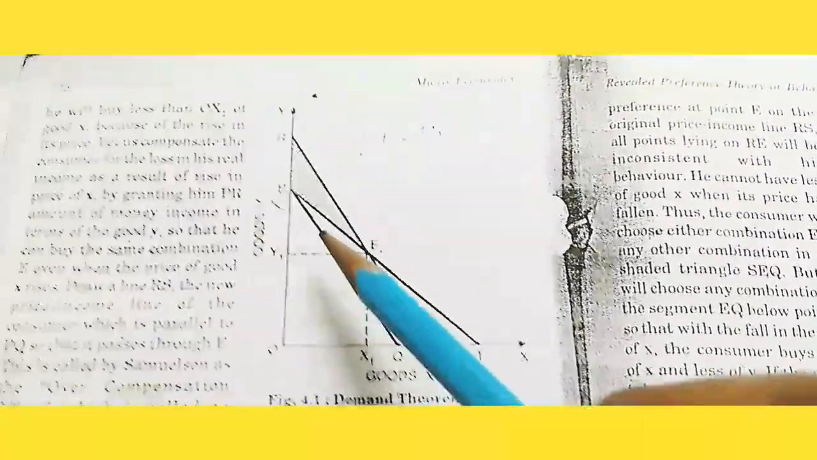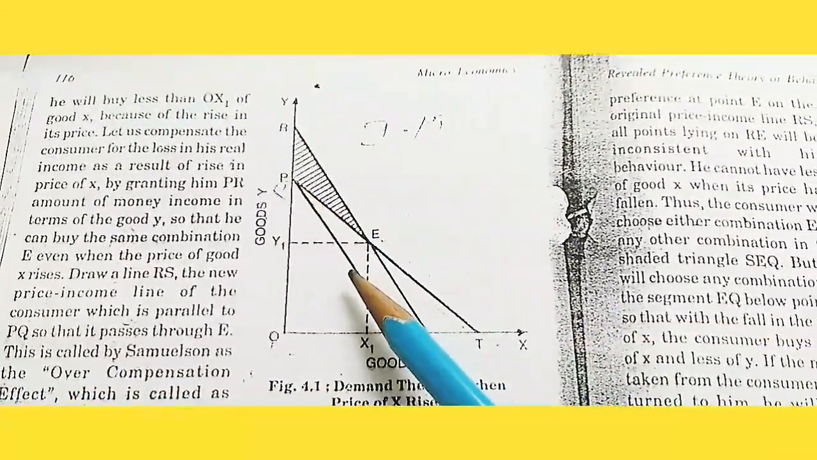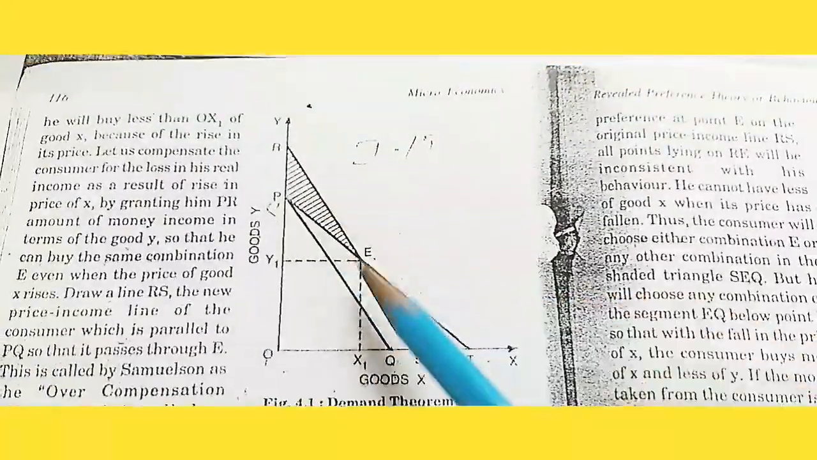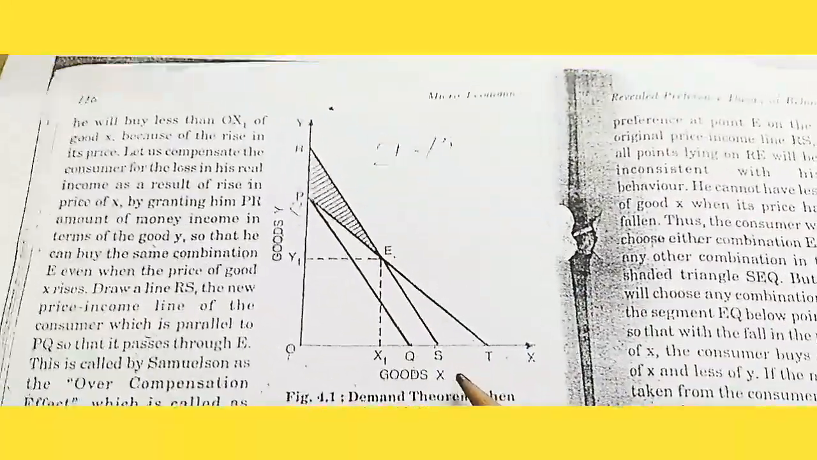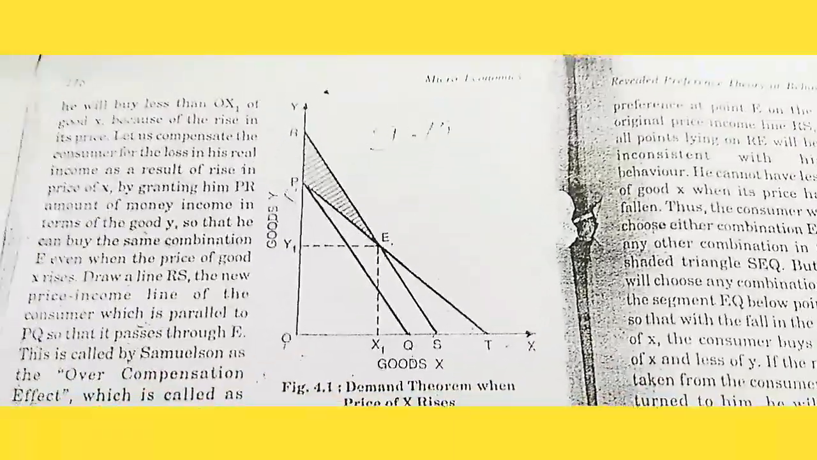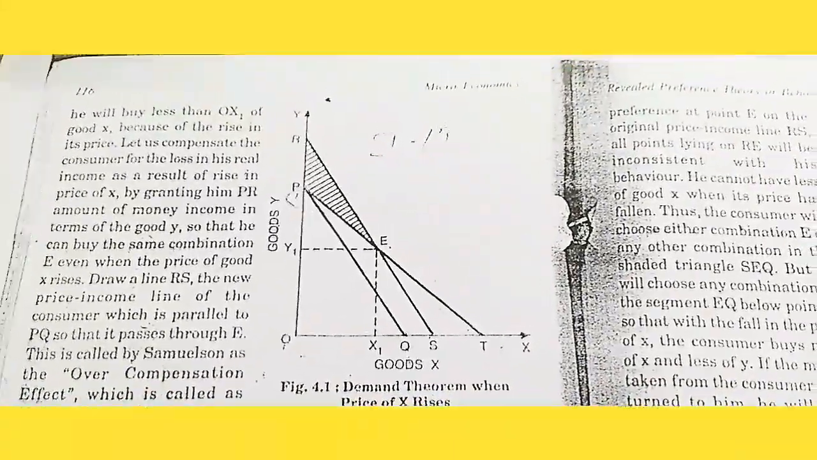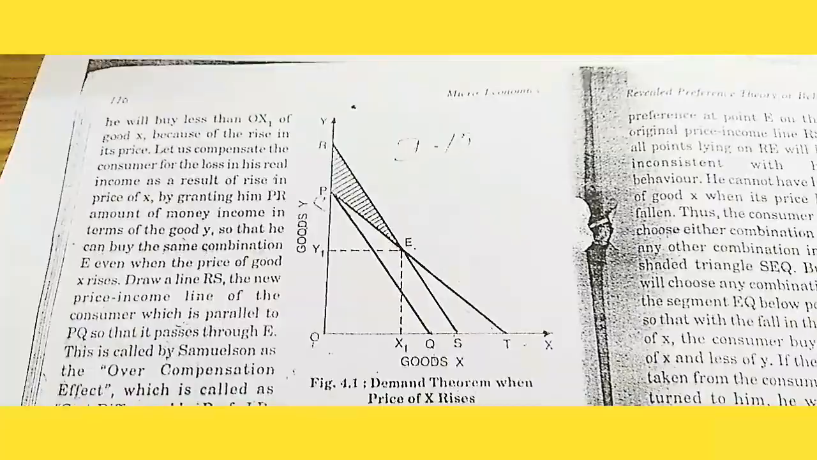Okay, this is the PQ. We are drawing the line. The parallel line is RS. This is the parallel line, the new price line of the consumer, which is parallel to PQ, so that it passes through E.